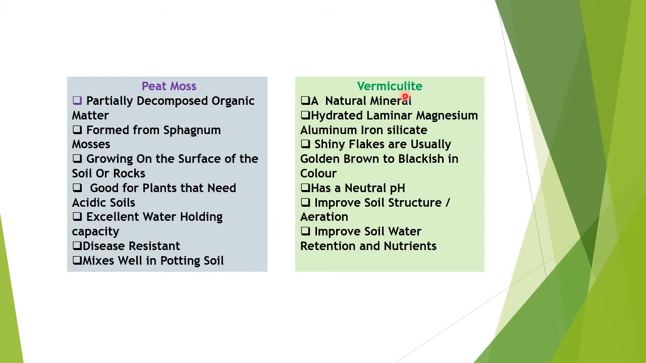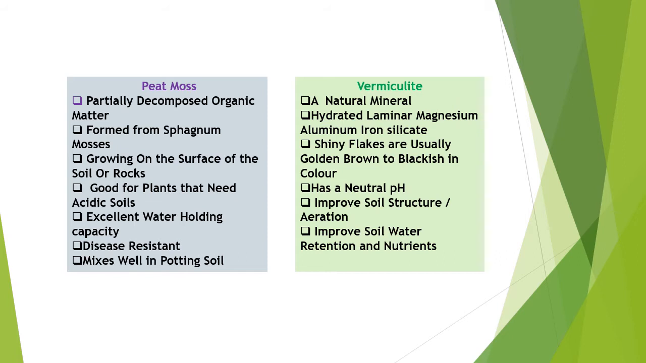Vermiculite is a natural mineral, a hydrated laminar magnesium aluminum iron silicate. Shiny flakes are usually golden brown to blackish in color, and it has a neutral pH. It improves soil structure and aeration, and improves soil water and nutrient retention.